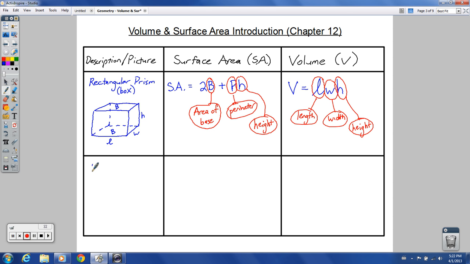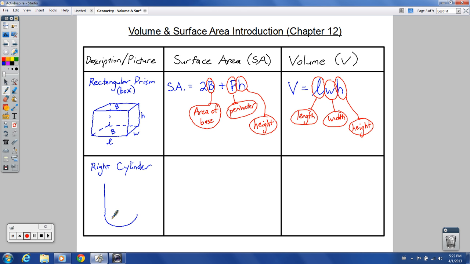Next up, we've got a right cylinder. And I say a right cylinder because finding the surface area and volume of a non-right cylinder, that's a little different than finding just a right cylinder. So right just means straight up and down.